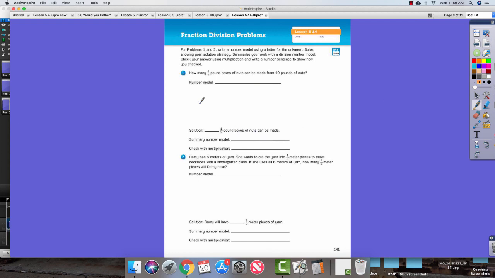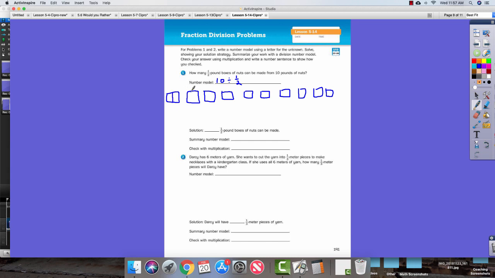I want to know how many half-pound boxes of nuts can be made from 10 pounds of nuts. So again, my number model would be 10, because that's what I have to split, divided by 1/2. I'm going to draw out 10 boxes here. 1 pound, 2 pounds, 3 pounds, 4 pounds, 5 pounds, 6 pounds, 7 pounds, 8 pounds, 9 pounds, and 10 pounds. And if you're drawing these models, I would encourage you to make them all the same size. So 10 divided by a half.